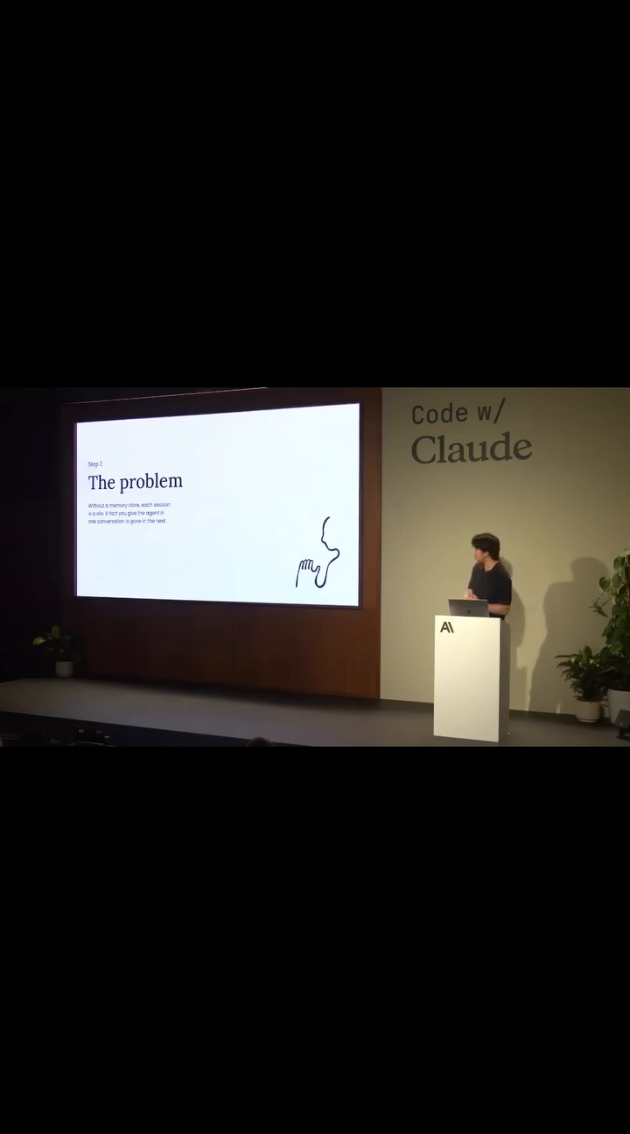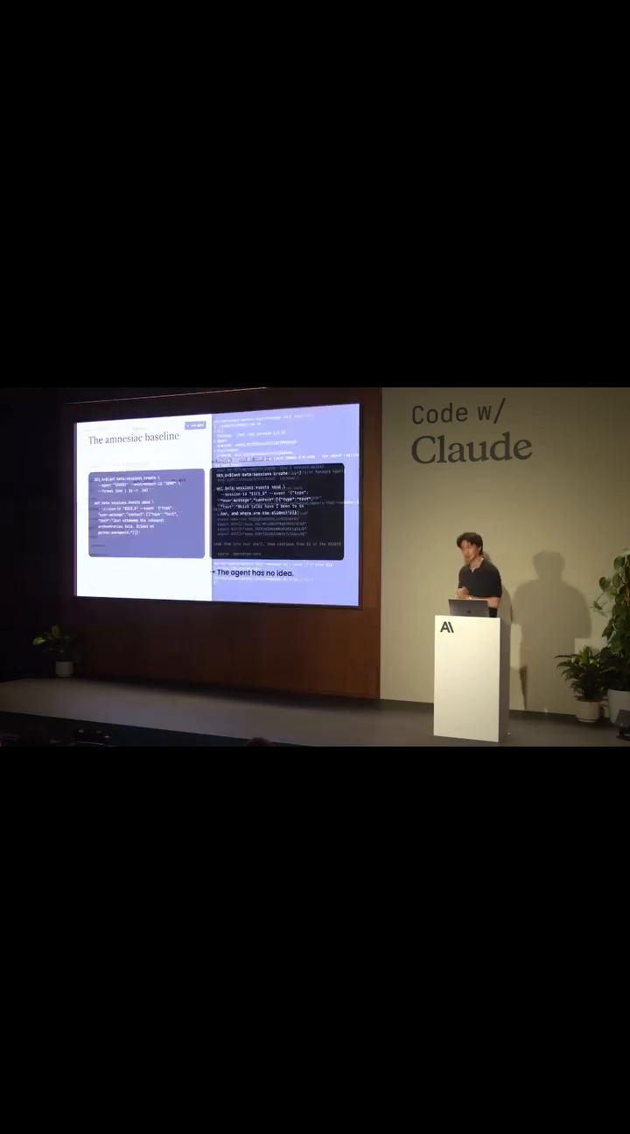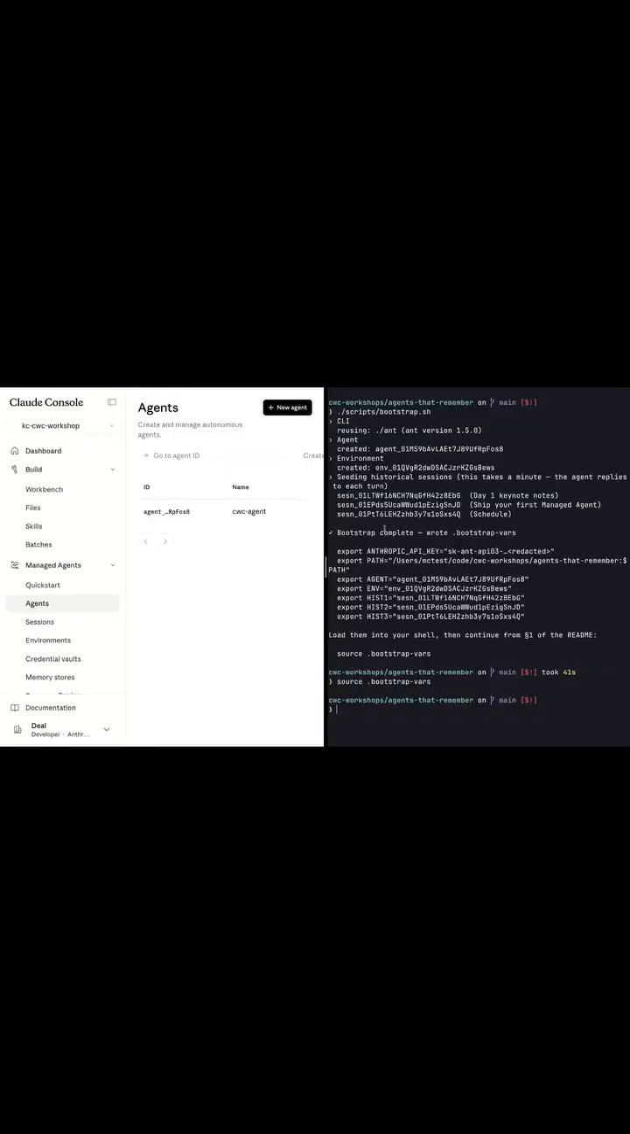If I switch over to my computer, I'm in our workshop repository here. Hopefully everyone can see this in the back, but I've just run the Bootstrap script that we've included in the repository. What this has done is created some seed information for us. So we have an agent, we have an environment, and we have a few previous sessions that talk about things like the keynotes from day one, as well as a previous workshop.